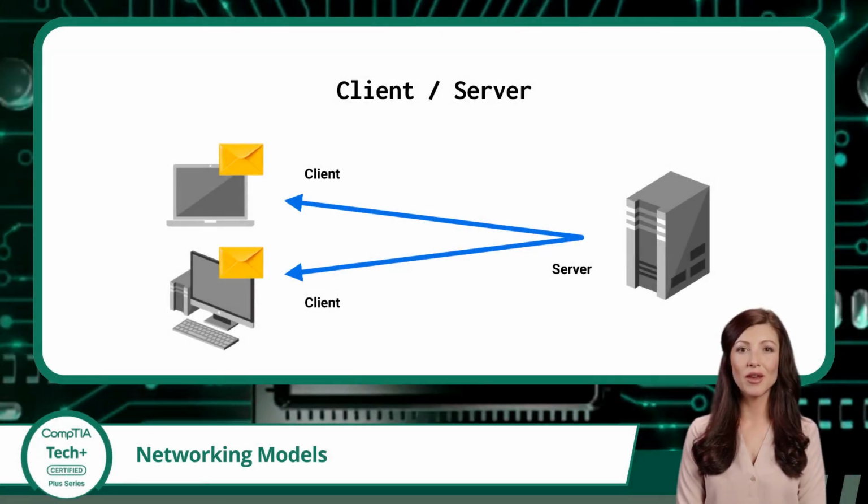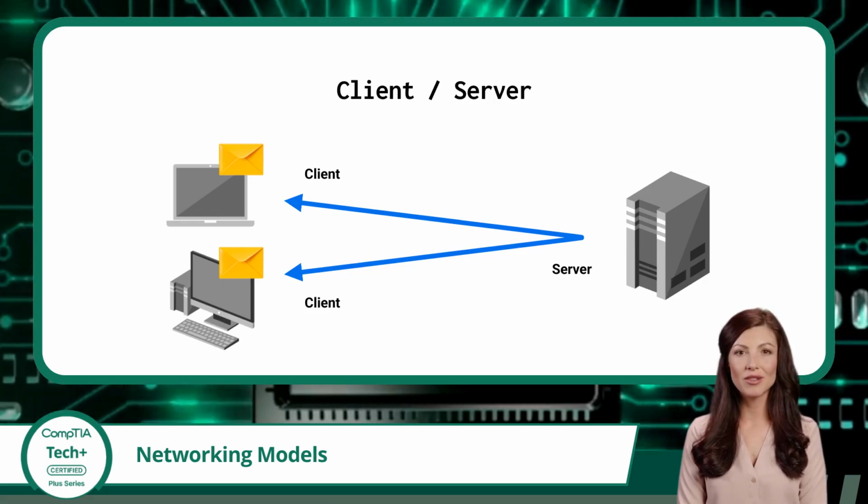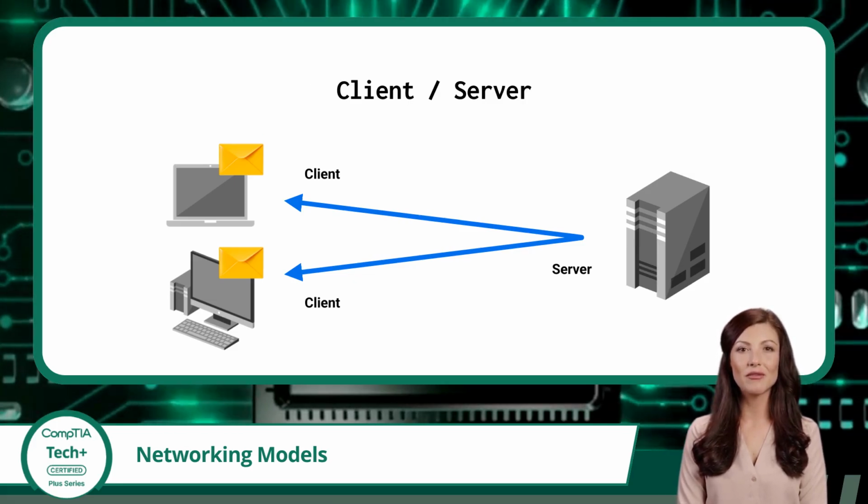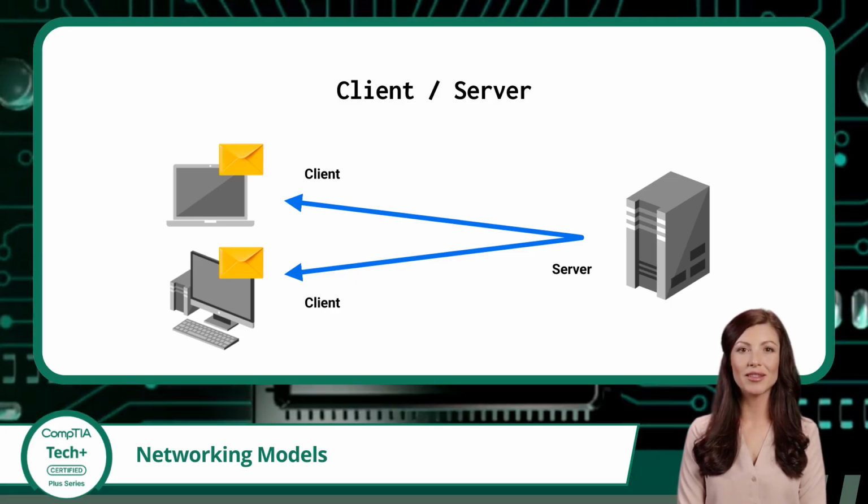Now let's talk about the client-server model. This setup is a bit more structured. In this model, one or more devices act as clients, and they request services or resources from another device called a server. The server is built to manage and provide those resources, whether it's files, websites, printers, or email. If we go back to our earlier analogy, this is more like a restaurant. The client is the customer placing an order, and the server is the kitchen preparing and delivering the food. The server handles many requests and makes sure everything is organized and secure.